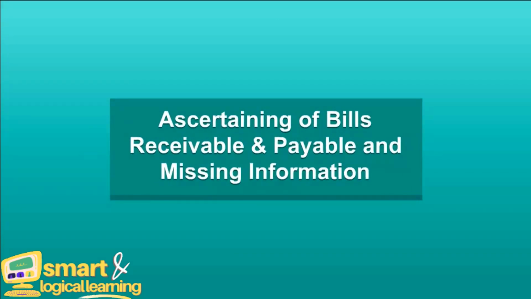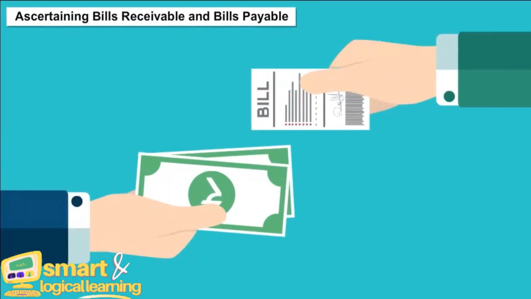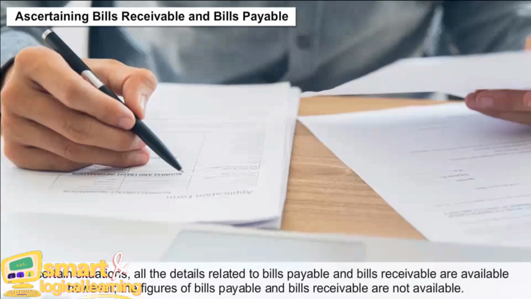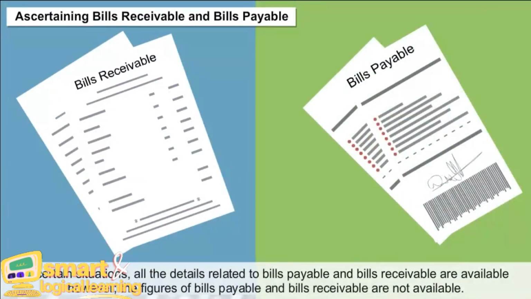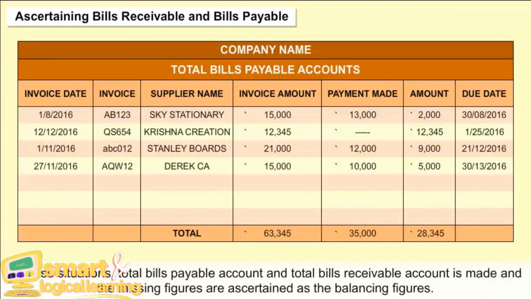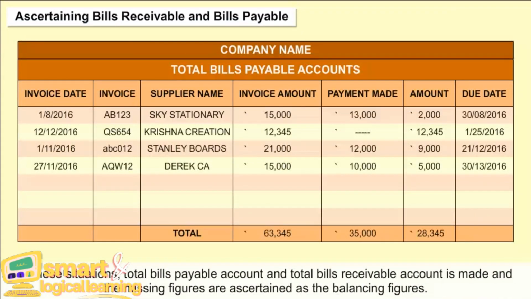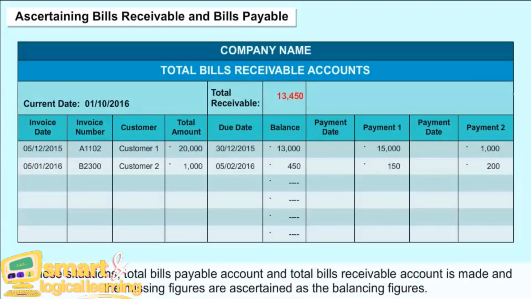Ascertaining of bills receivable and payable and missing information. Ascertaining bills receivable and bills payable. In certain situations, all the details related to bills payable and bills receivable are available. However, sometimes the figures of bills payable and bills receivable are not available. In these situations, total bills payable account and total bills receivable account is made and the missing figures are ascertained as the balancing figures.